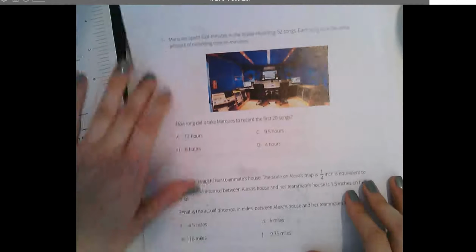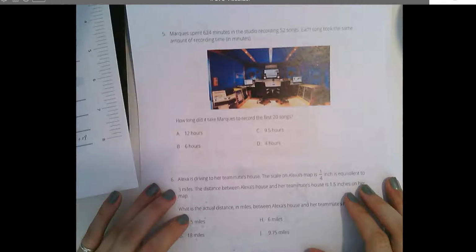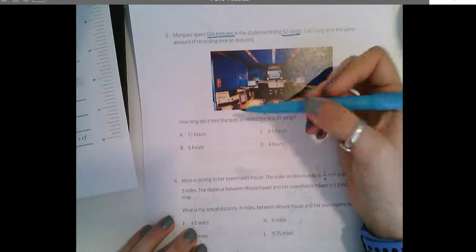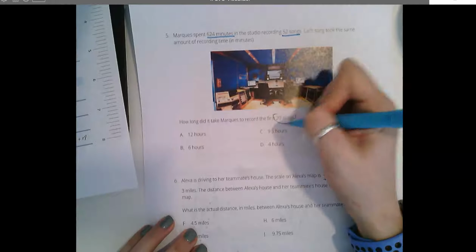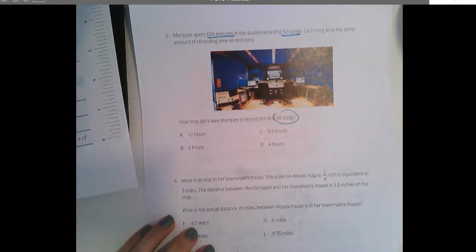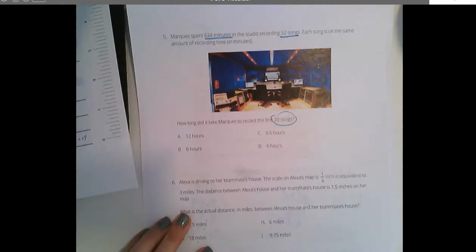All right, number 5. Marcus spent 624 minutes in the studio recording 52 songs. Each song took the same amount of recording time in minutes. How long did it take Marcus to record the first 20 songs? All right, so I am going to solve this one with a proportion.